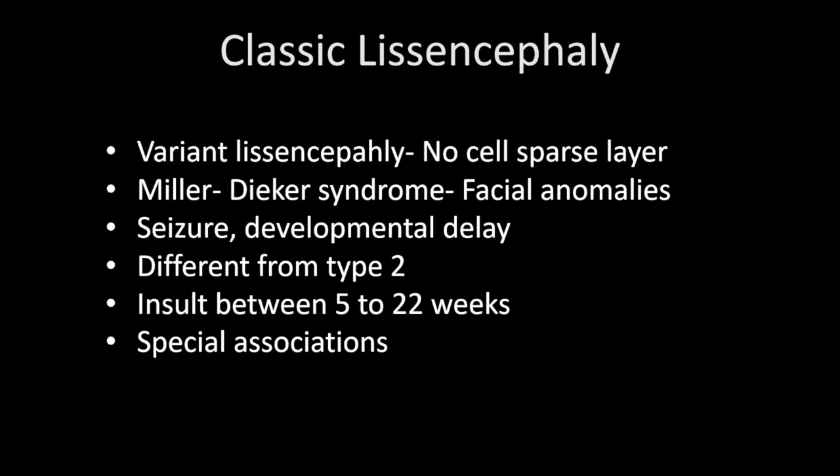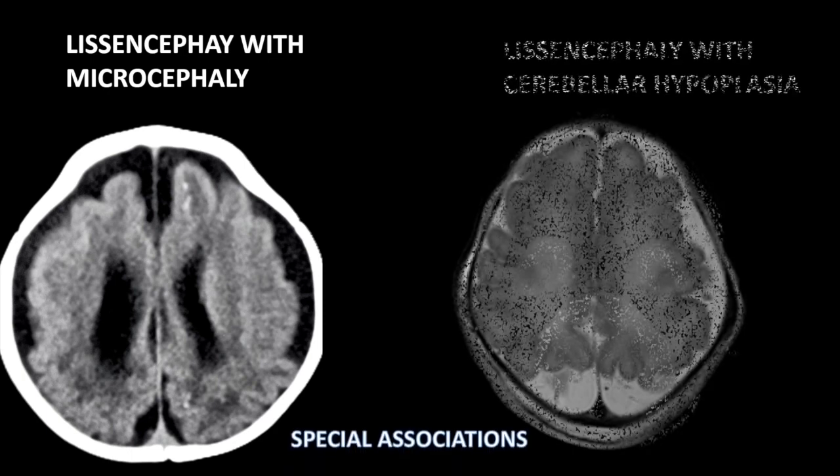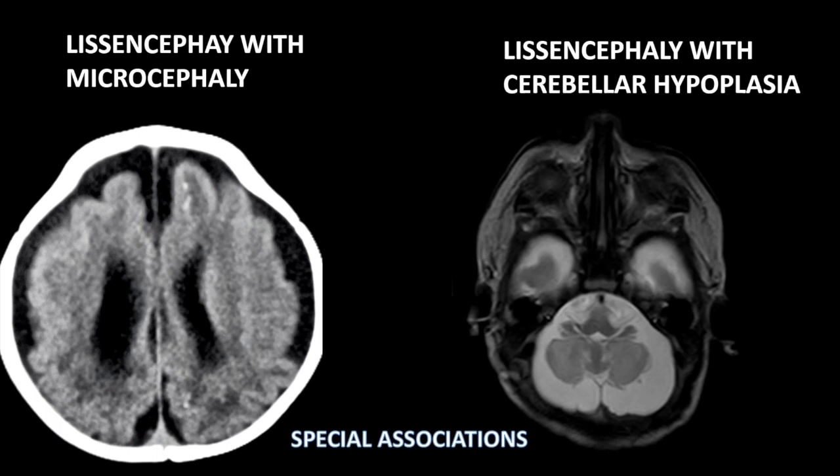There are some special associations with lissencephaly, which we can look at in detail in this slide. Lissencephaly with microcephaly, this is last month's case. This is also called microlissencephaly. So it's a very common accompaniment, lissencephaly with microcephaly. Here you see there is a certain amount of lissencephaly, very few sulci are found, or simplification of the gyral pattern, as it is also called, and it is associated with significant cerebellar hypoplasia. This is called lissencephaly with cerebellar hypoplasia.